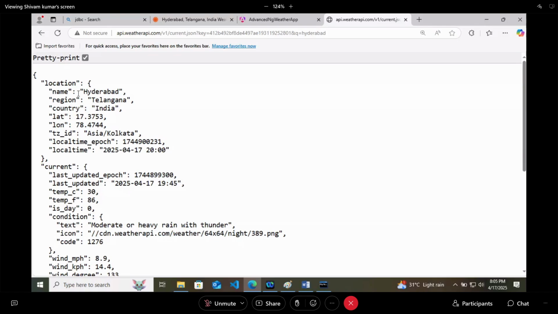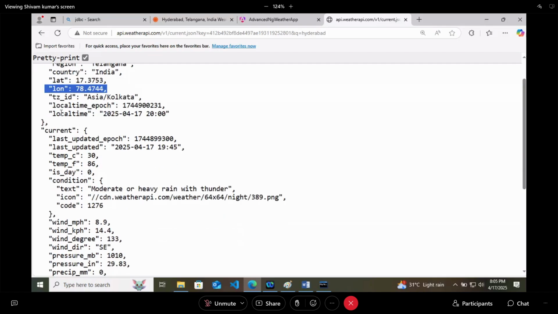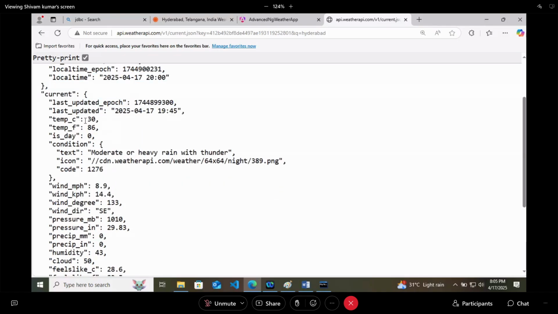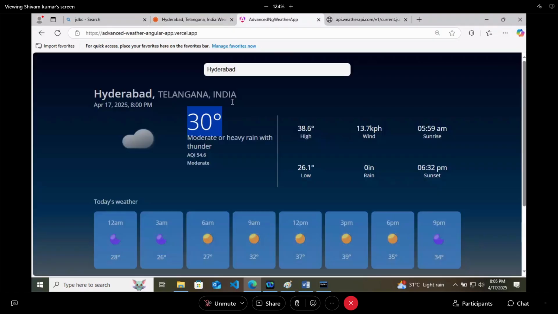Location, name Hyderabad, region Telangana, country India, latitude value, longitude value, local time is this, means this is the local time. Temperature in Celsius is 30, temperature in Fahrenheit is 86. Is day, is day means the sun is rising. Zero means false, so no, the sun is not rising. Moderate or heavy rain with thunder. Current temperature of Hyderabad.